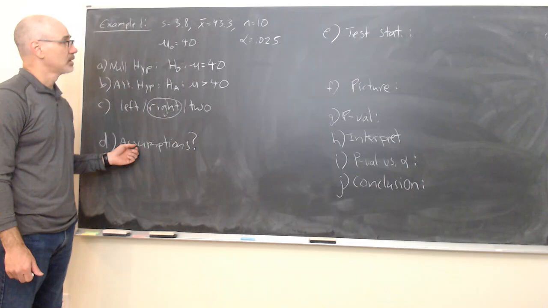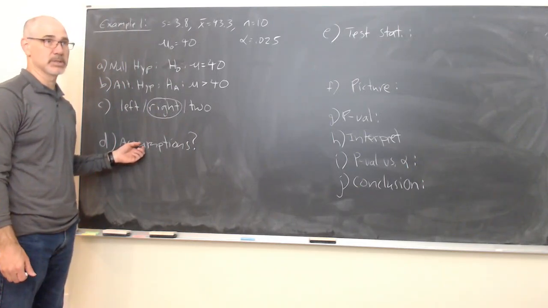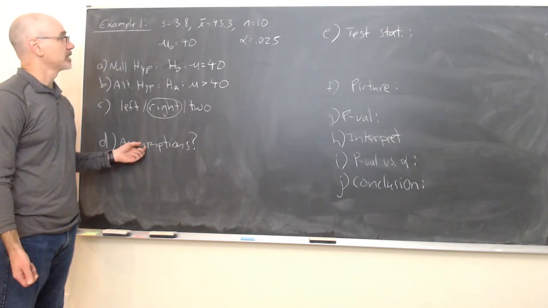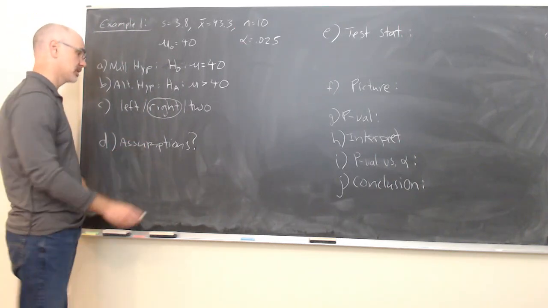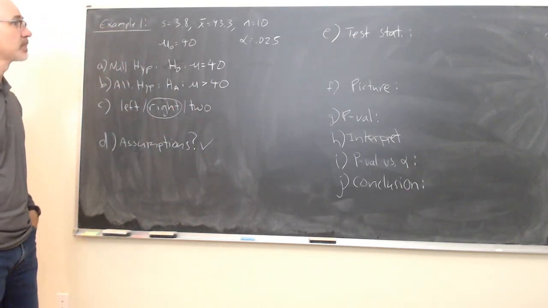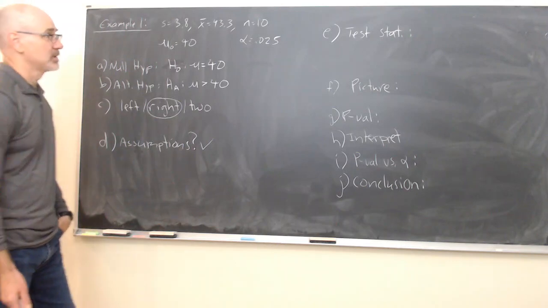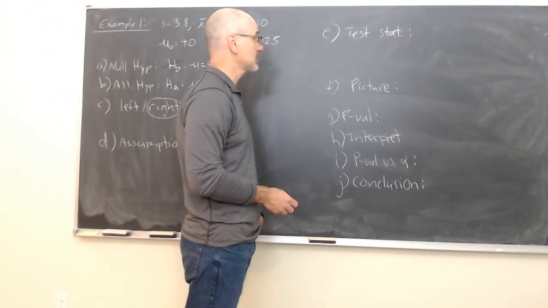To check the assumptions on our test, we have to have randomly selected data, and we should either have at least 30 data points or they should be approximately normally distributed. We only have 10 data points, but we're given in the example that they are normally distributed. And so our assumptions are okay to use the test. And so now we have to actually go about using the test, which means we find the test statistic.